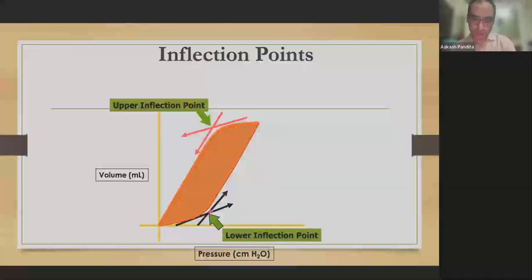So we can see that beyond this point, for each change in pressure, we get a good rise in the volume. And if we have set PEEP below this point, then there is hardly any gain in the volume per unit change in the pressure.